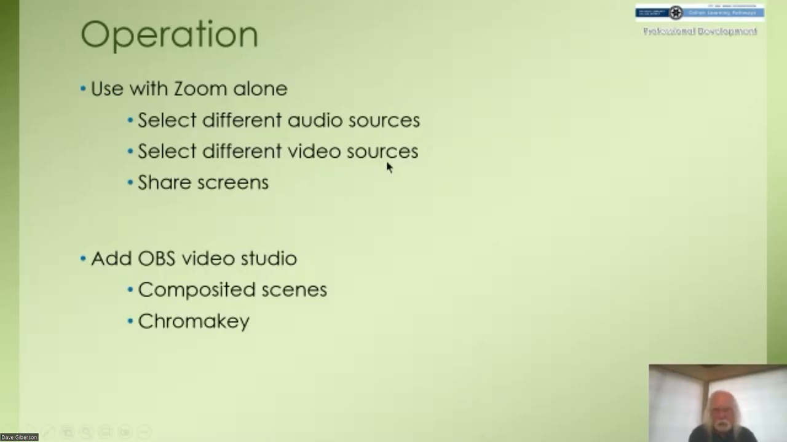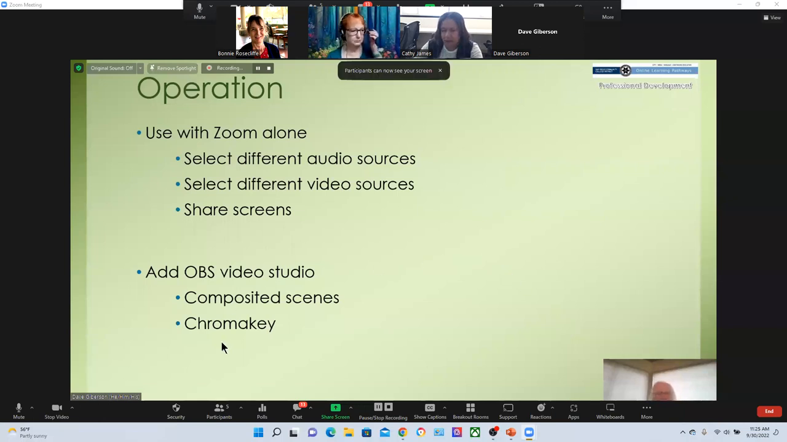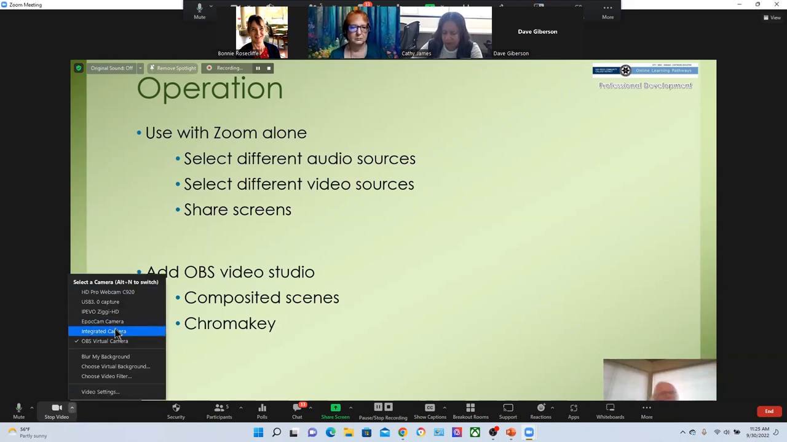You can also select different video sources in Zoom. So I can take video from the camera in my laptop that's pointed at me, or I can switch to a different camera. I can switch to my external webcam or my smartphone camera, or my document camera, and I can go back and forth between them in Zoom. Again, that's just a menu in Zoom. It's the little menu right next to the camera in the Zoom host menus. And I have all these different cameras attached that I can switch between.